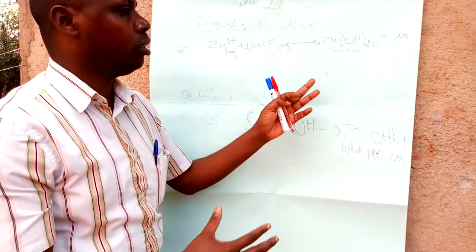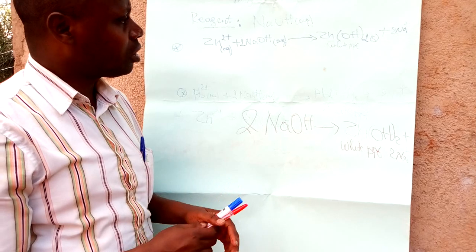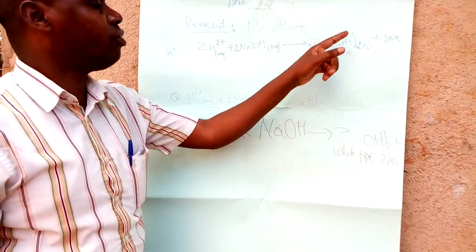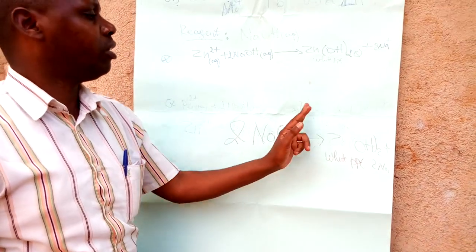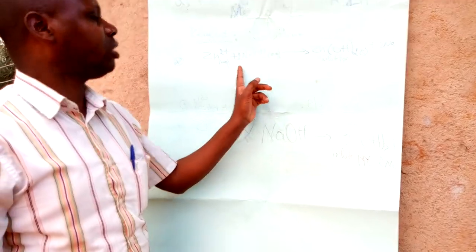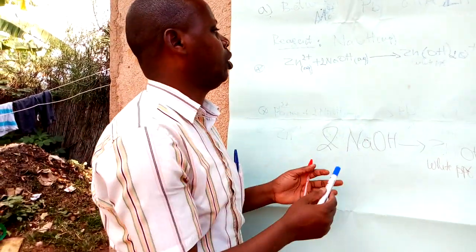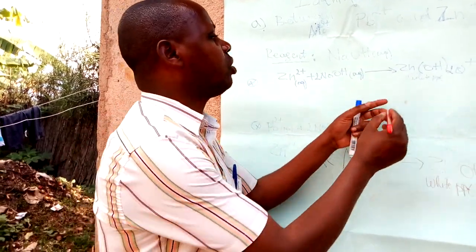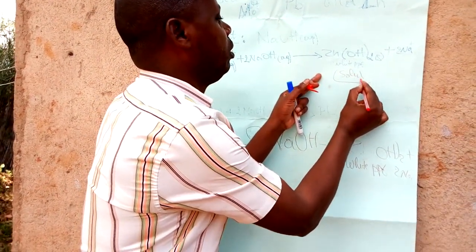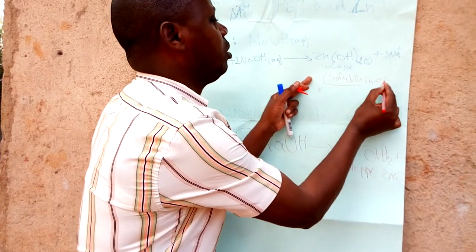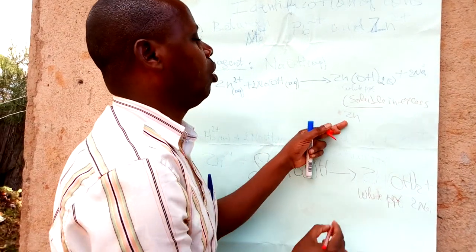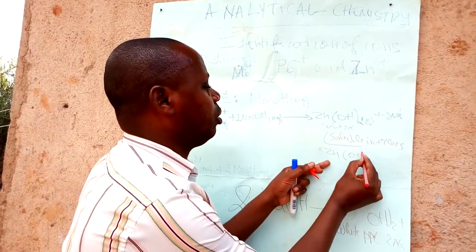Ampho means between. Amphoteric means that it can behave as an acid or it can behave as a base. If it behaves as an acid, it means that it can be neutralized by the base. The reason why this white precipitate will be soluble in excess is that the zinc will give a zinc complex.